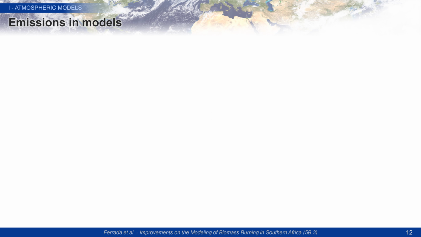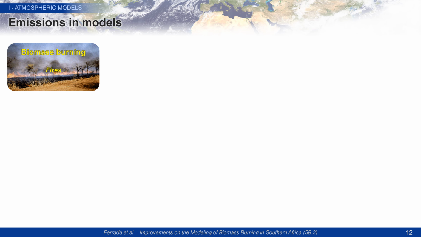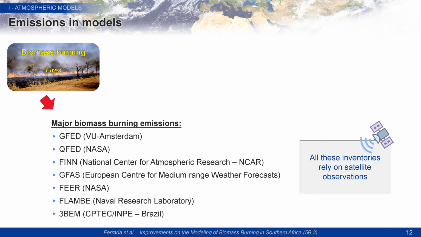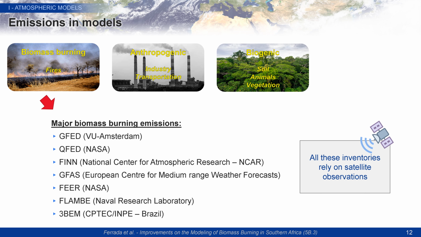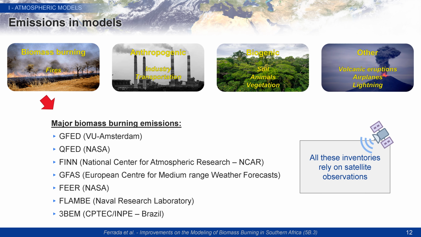Chemistry transport models use several sets of emission inventories to reproduce the atmospheric composition. For this, we have several categories. First is fire emissions, that consider all open biomass burning emissions, and there are several datasets that provide this information based on satellite observations. We also have anthropogenic emissions that include industries and transportation, among other human activities. We also have biogenic emissions that include soil, fauna, and vegetation emissions. And finally, we also have other kinds of emissions like volcanic eruptions, airplanes, ships, and others.